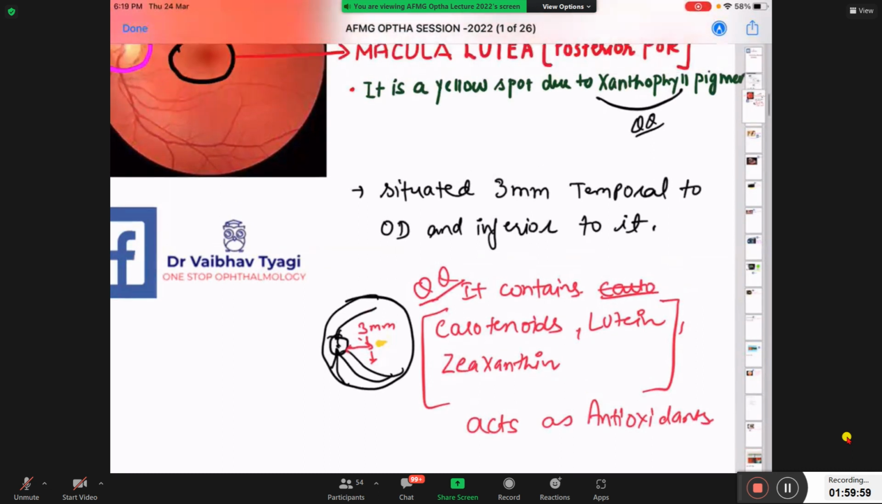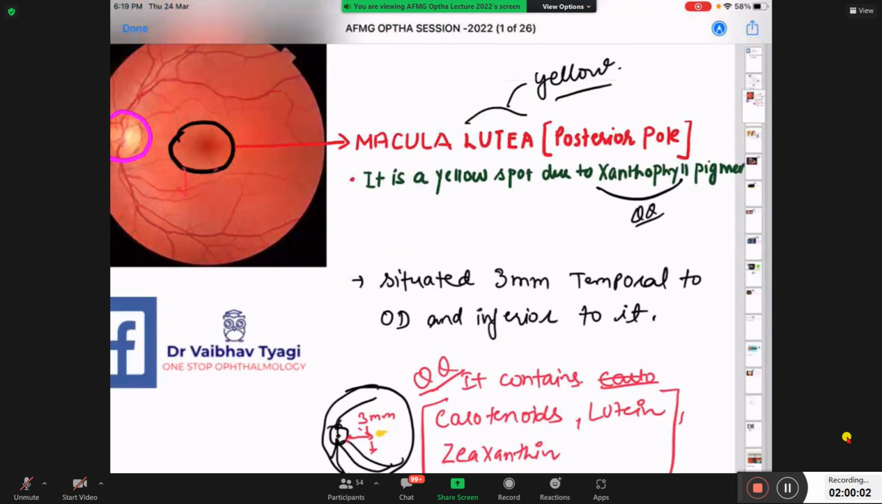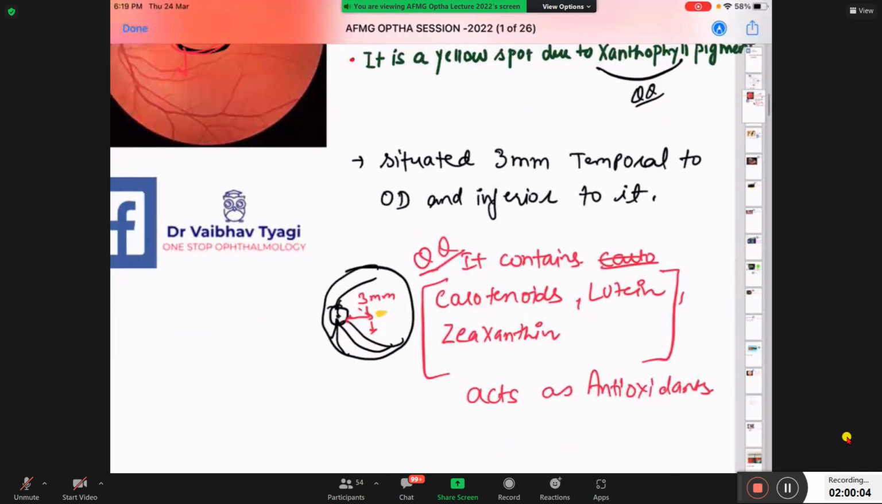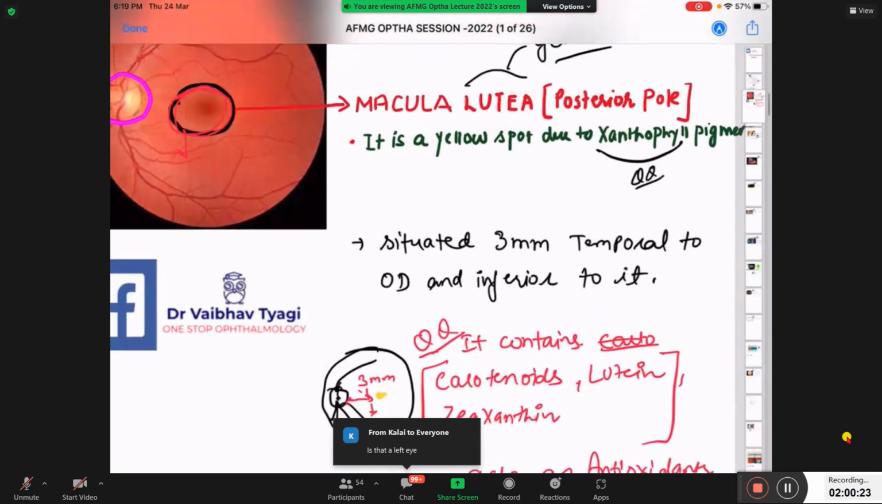Clear? Now, if they ask you the diameter of this macula lutea, can you see this diameter? Write down: the diameter of the macula lutea is 5.5 millimeters. Okay. Now again, I'll repeat. If they ask you what is the normal vertical diameter of the optic disc, the answer will be 1.5 millimeter. Its normal shape is vertically oval and it is pale pink in color.